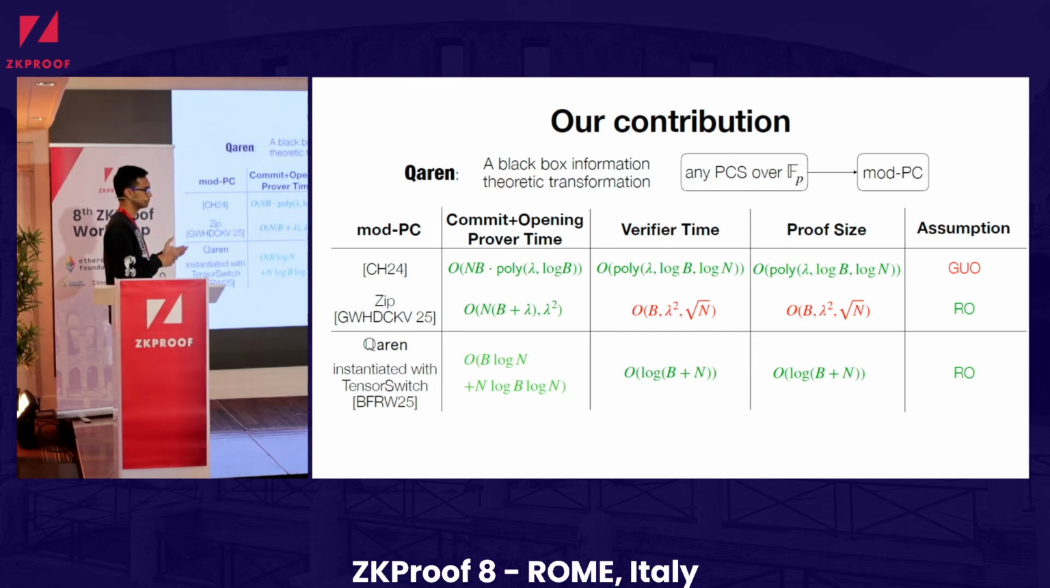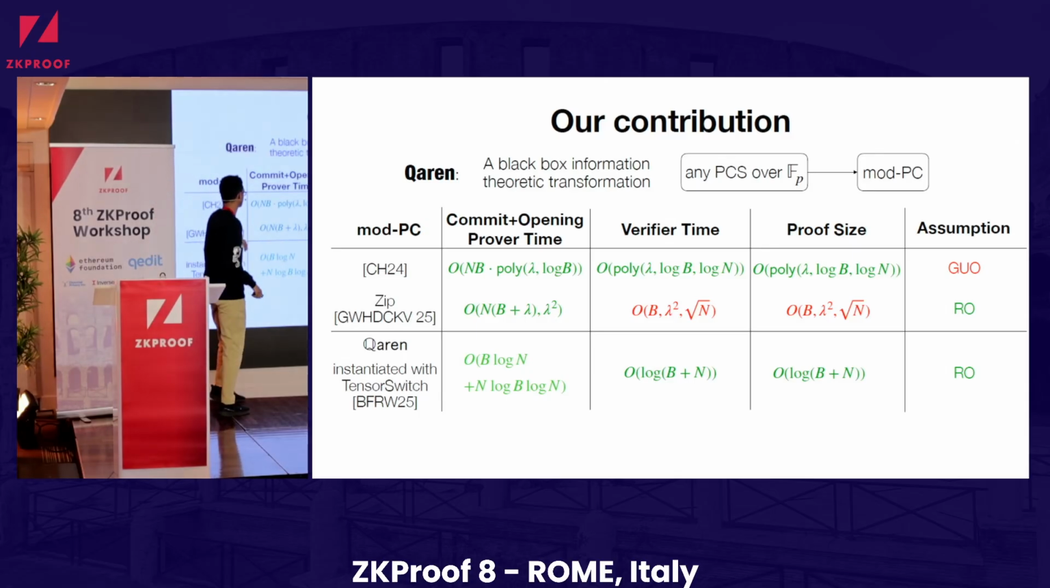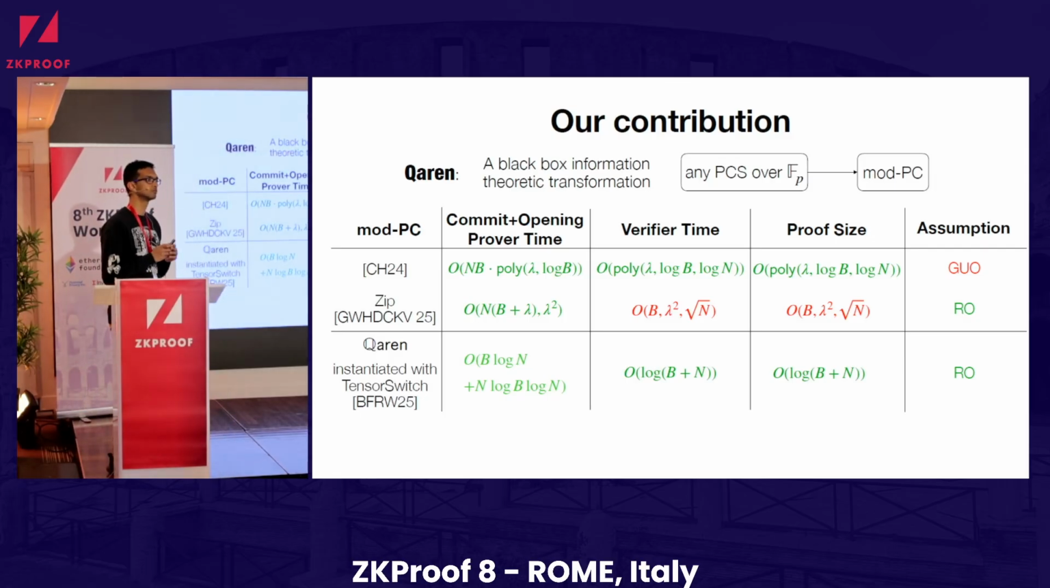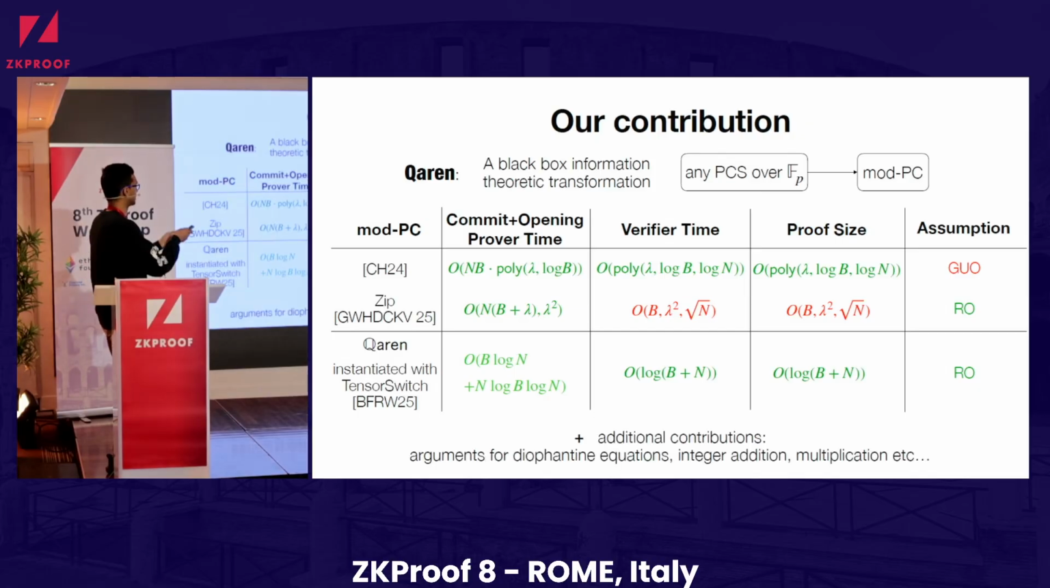We instantiate this with a tensor switch, which you might have seen a talk about before. One nice thing is that even though the first row has basically everything green, there's still a difference in the asymptotics, because you have n times b there, and we still remove the multiplicative factor. The verify time ends up being just log b n. And the random oracles are because of the PCS we choose. And there are some additional contributions that are required to build these things.